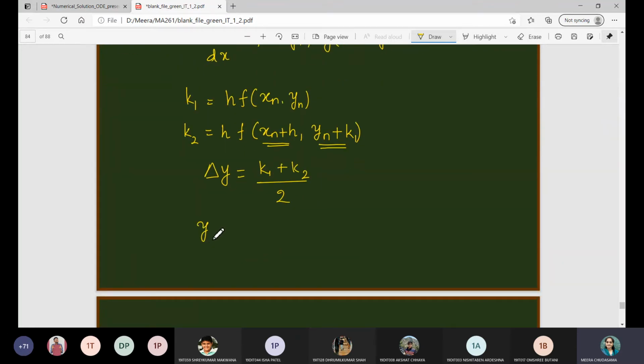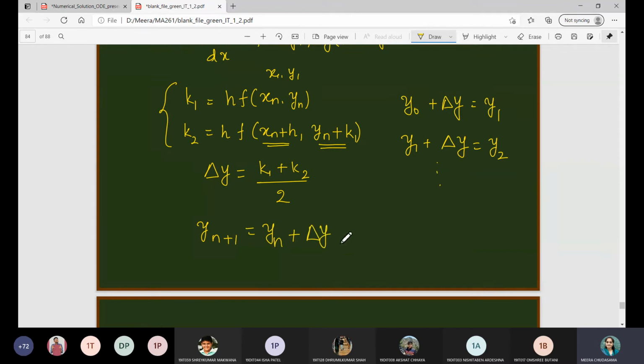So in that case, the newly iterated value yn plus 1, in general, suppose y0 is given, then to y0 I add delta y, and it will give you y1. Then once y1 is computed, you will have x1 and y1 values. So again you compute this k1, k2 at x1, y1. You will again get the increment delta y, called the second approximation, and so on. So in general, yn plus 1 is yn plus delta y, where delta y is given by this expression with k1 and k2.